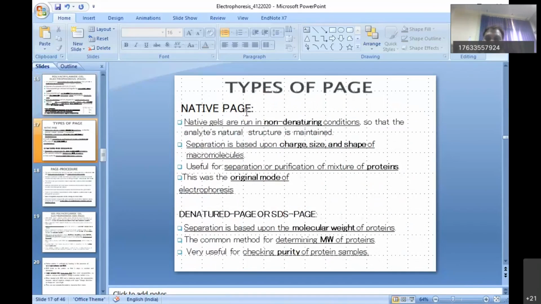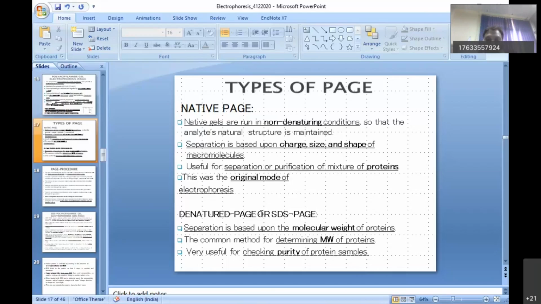So PAGE can be divided into native PAGE and denatured PAGE. Native PAGE is where you run the protein molecule as it is, without denaturation. Native PAGE runs in non-denaturing conditions so that the natural structure of the analyte is maintained. Separation is based on the charge, size, and shape of the macromolecule, and it is useful for separation or purification of a mixture of proteins. This is the original mode of electrophoresis.